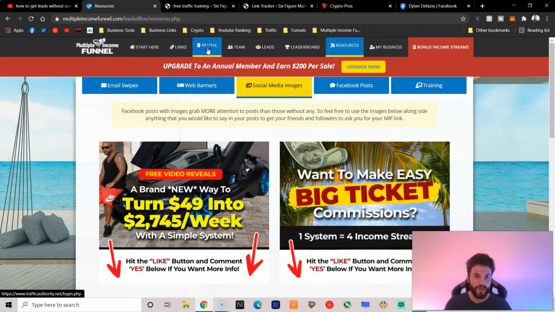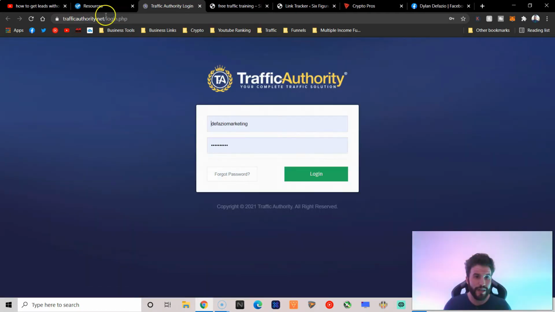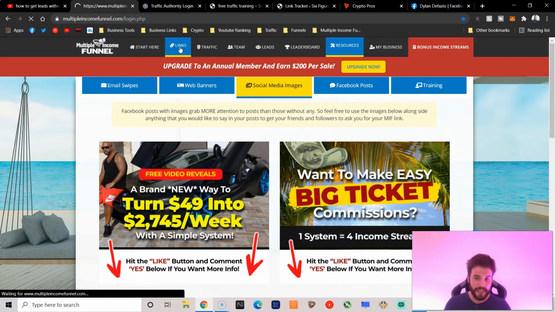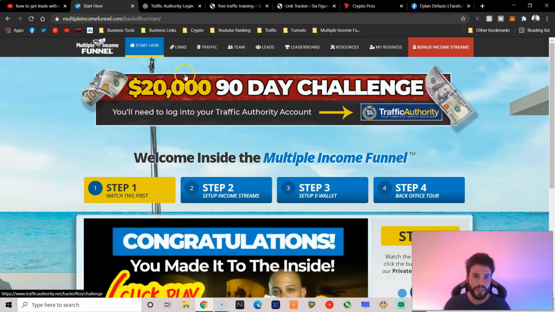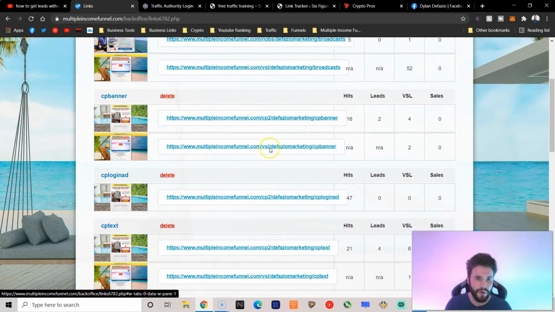So if we go over to traffic, that brings us to Traffic Authority. That's the expensive traffic. It's going to get you sales, but what you're focusing on right now is cheaper methods to still make this system work. It's for people that are on a budget. So if we go over, look at our links, and pull this up.